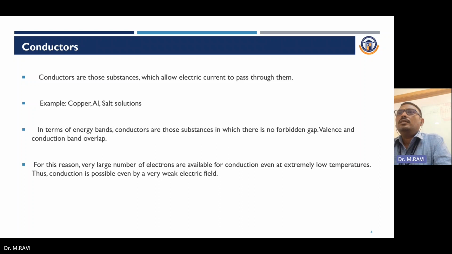Next, conductors. Conductors are those substances which allow electric current to pass through them. Examples: copper, aluminum, salt solutions. These are examples of conductors. These substances conduct electricity. In terms of energy band, conductors are those substances in which there is no forbidden gap. In an insulator, there is a large forbidden gap. In a conductor, there is no forbidden gap, only overlap. We already saw this in the diagram.